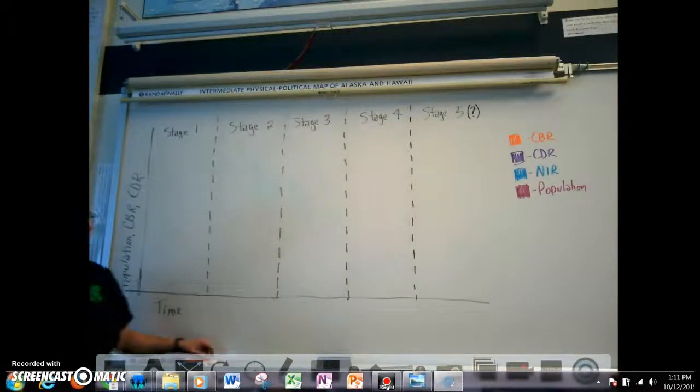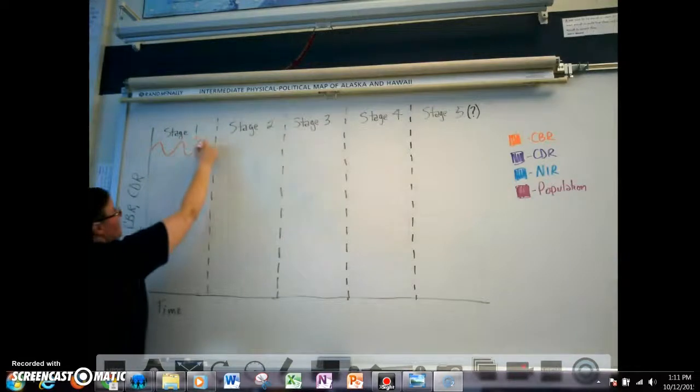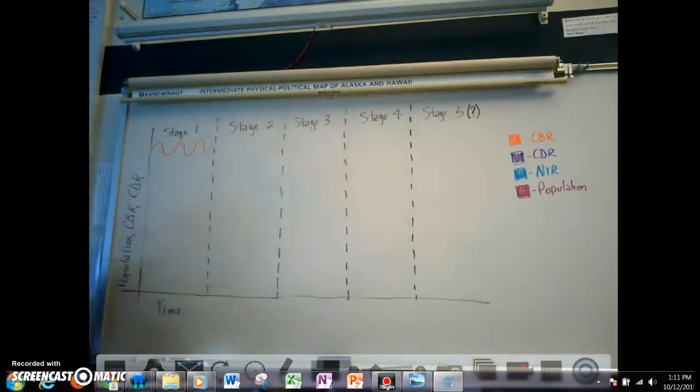So we've already covered several of your vocabulary words just to make sure that you're following along and that you get those definitions. We're going to start out with stage 1 for our crude birth rates and our crude death rates. And for stage 1, they're both high. They're up and down, just depending on the fortunes of the year.